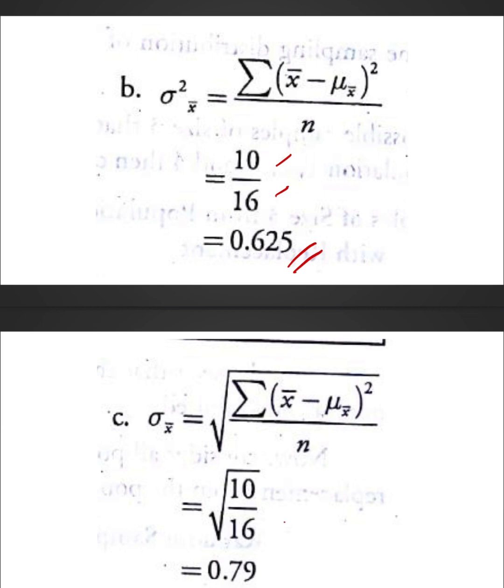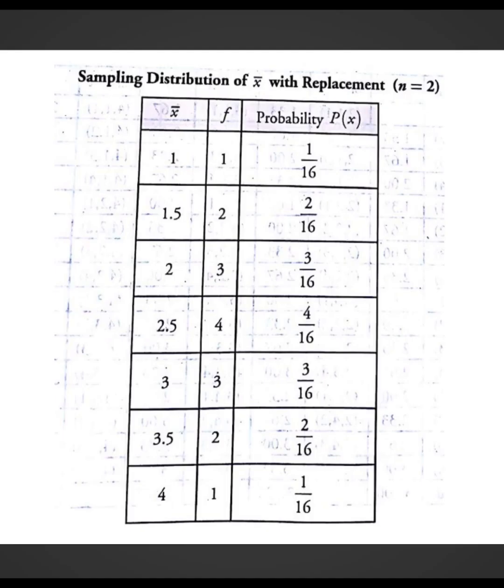That is now square root of 10 over 16, which is equal to 0.79 or 79 hundredths. Okay, before we construct the probability histogram of the population values with a sample size of 2, let us first determine the probability. But before we determine the probability, let's define the frequency of each sample mean.